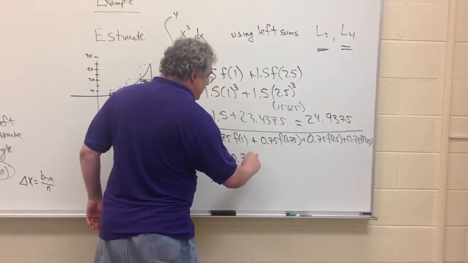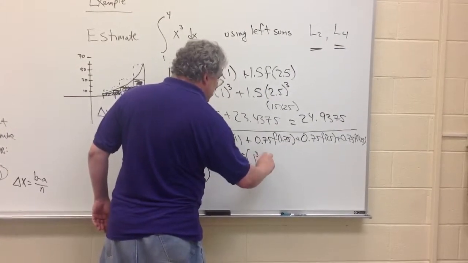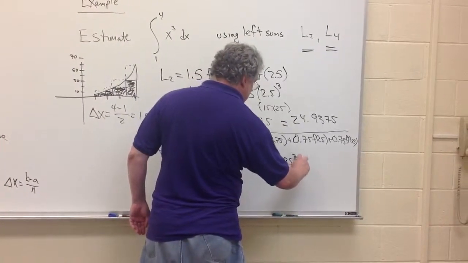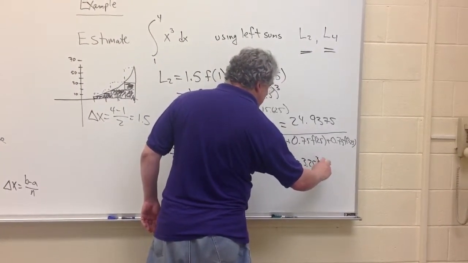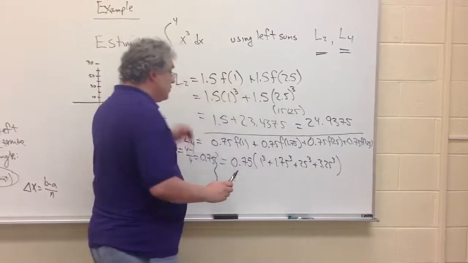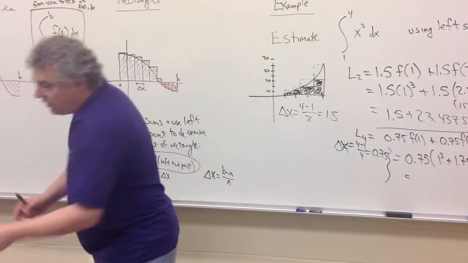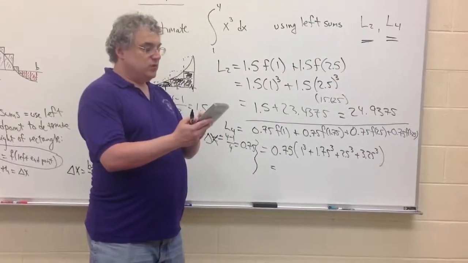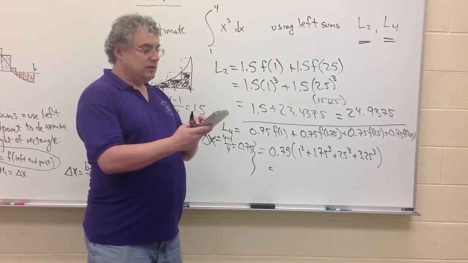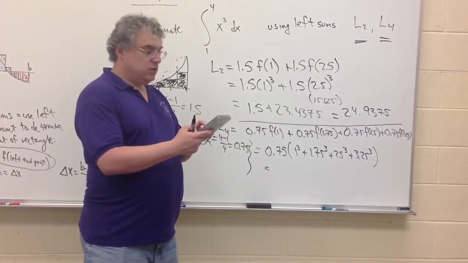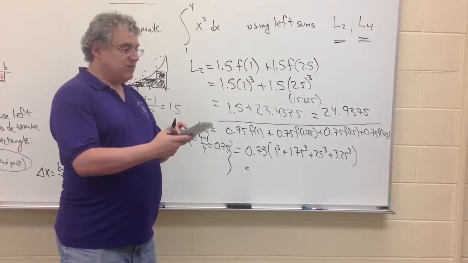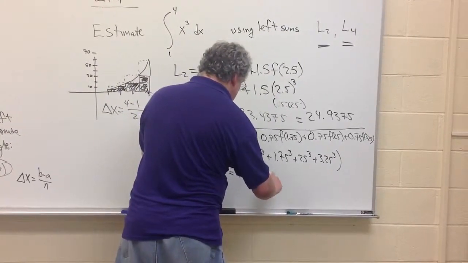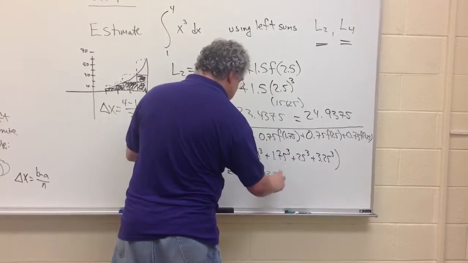Sometimes it's easier to put your delta x at the beginning. It's a lot of work, it's a lot of mess and number crunching. But if you do this, we got 1 cubed plus 1.75 cubed plus 2.5 cubed plus 3.25 cubed, all times 0.75. I get 42.234375. Let's keep 4 digits. There we go.